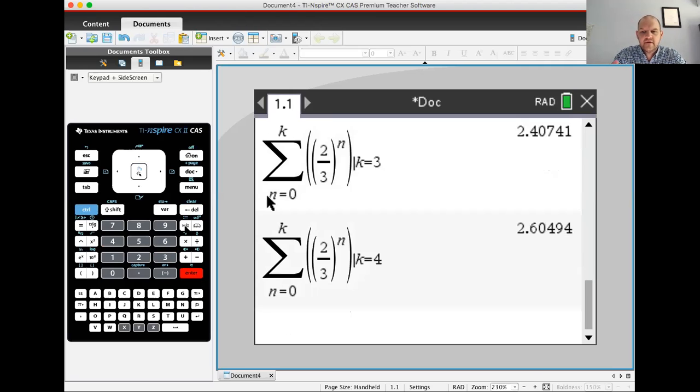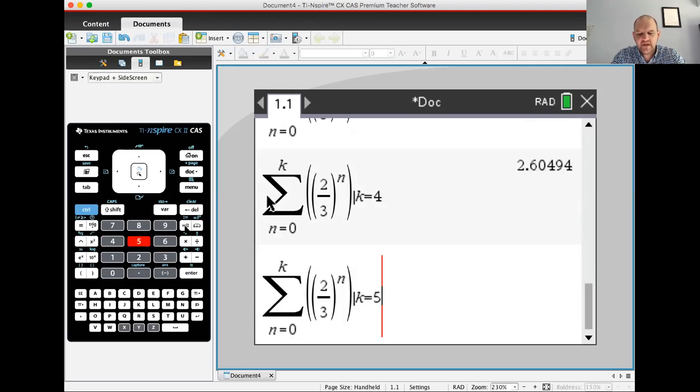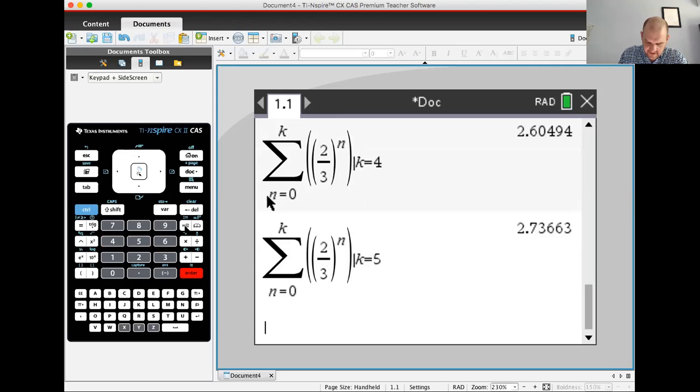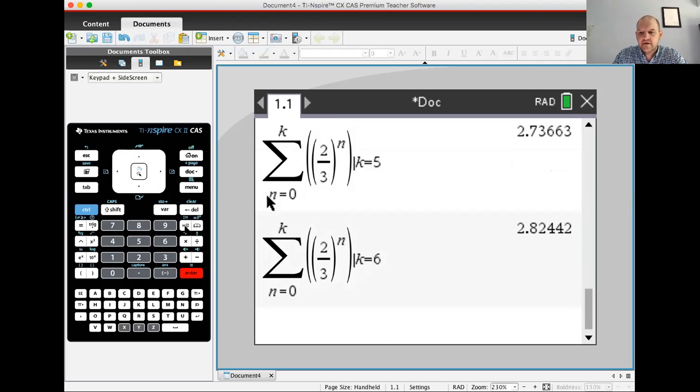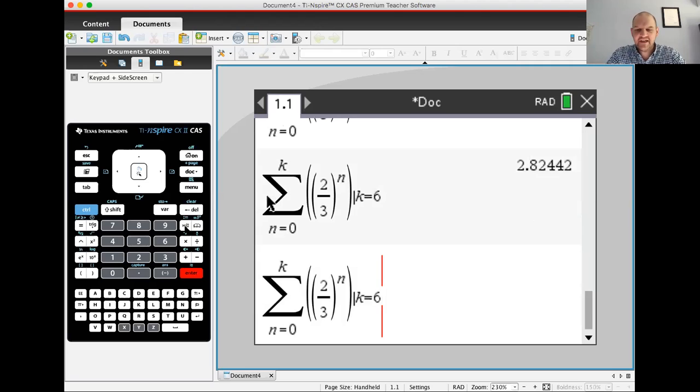4, 2.6. Okay, so it's still growing, but it's growing less. 2.605. And then 5, 2.7. I don't know if the table is big enough for us to actually infer what the limit is going to be. 6, 2.82 is still just growing. 2.824.